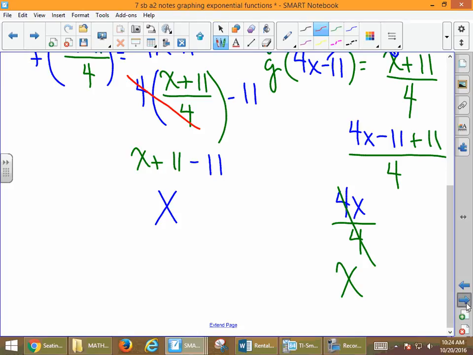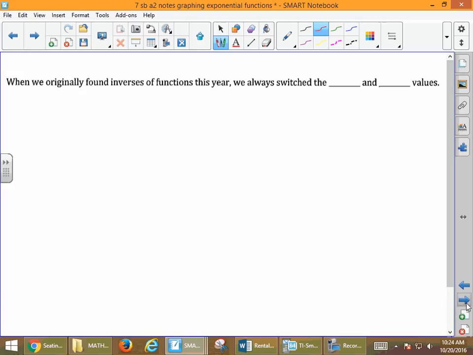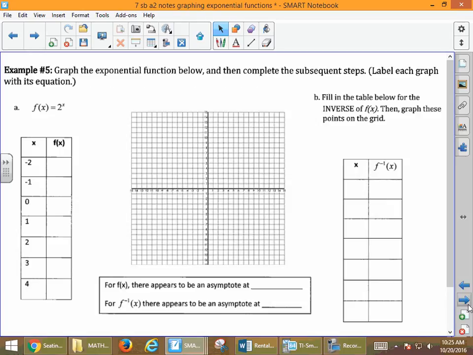So if we flip our page, when we originally found inverses of this function this year, we just did it a minute ago when we had f of x equals 4x minus 11, we switched the x and the y values. Well, now here we're going to graph the inverse in a moment. But beforehand, let's go backwards to what we did last week when we were graphing exponential functions.